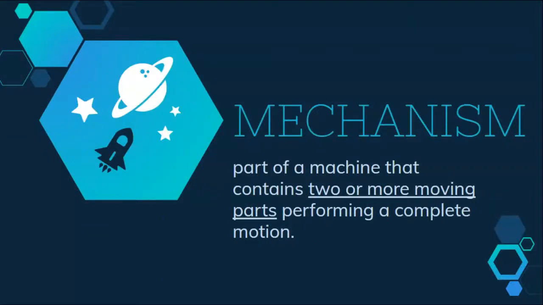So by definition, a mechanism is going to be a part of a machine that contains 2 or more moving parts performing a complete motion. It's so important that you understand a mechanism is always going to have 2 moving parts minimum, and that the mechanism is going to perform a complete motion, not a partial motion, not one moving part, but the 2 moving parts work together to perform one motion.